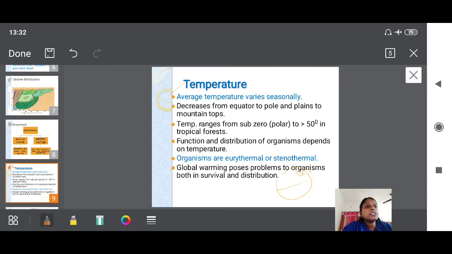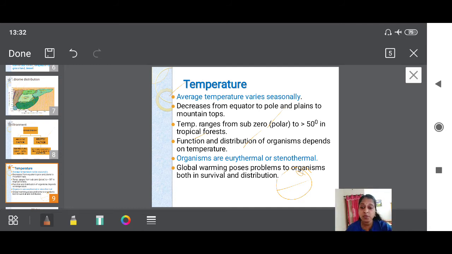The temperature range can be from below 0 degrees Celsius to 50 degrees Celsius in tropical forest, just for information. And the function and distribution of organisms depends on temperature. At a particular temperature some animals will be more functional and active, and at another temperature they will not be that active or productive. Plants also, some will be growing in winter season, some in rainy season, some in summer season, which means they are functional during that season because that temperature favors their growth. And organisms, when you are saying, they can be of two types.